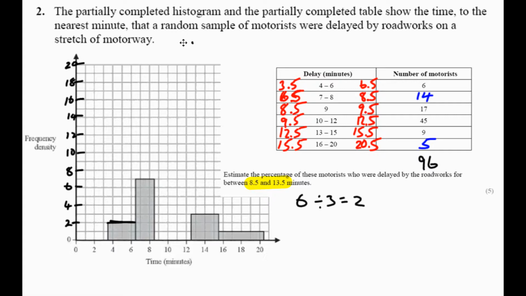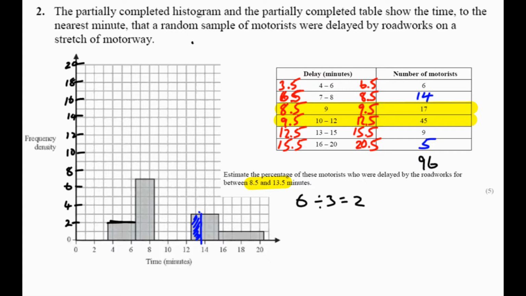Well, this group starts at 8.5, so I want to include all of those. This group will also be included, and only part of the next group is going to be included. But what part of the next group? Well, since I want to know up to 13.5, I'm just going to quickly add that to the diagram. There's my 13.5. What fraction of the whole bar is this shaded part? Well, the width of this shaded part is 1, whereas the width of the entire bar was 3. So this is actually 1/3 of that bar.